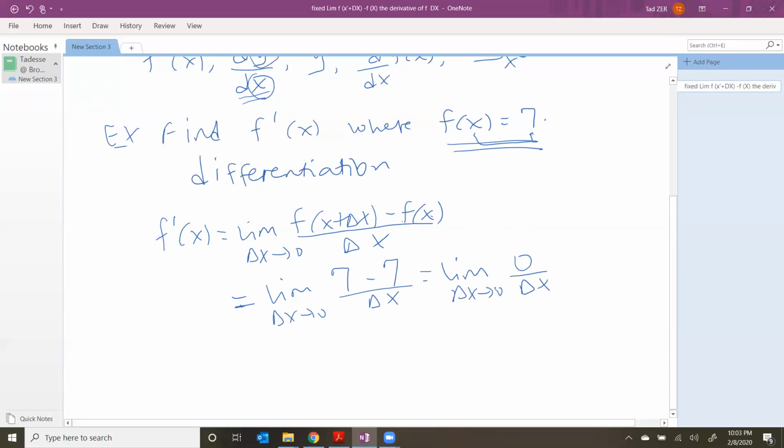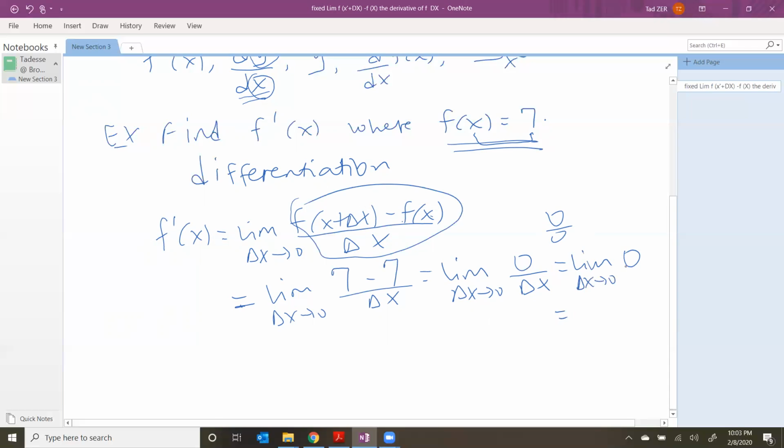Remember, I'm not evaluating the limit. I'm just simplifying the difference quotient. Delta x is not 0. Delta x is sufficiently close to 0. So don't think this is 0 over 0. No, it's not 0 over 0. The denominator is sufficiently close to 0, but it's not 0. So 0 divided by a very small number, no matter what it is, will be 0, even before you evaluate the limit.